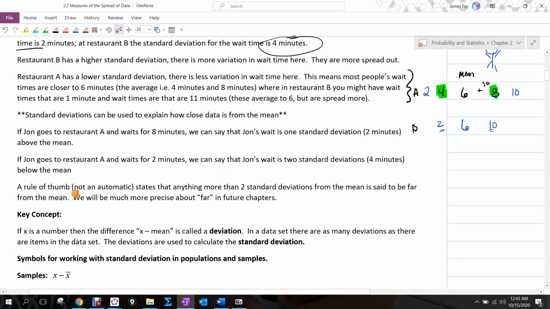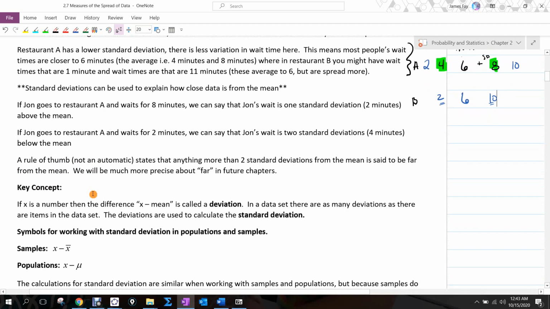As a rule of thumb, this is not automatic, but it is somewhat of a rule of thumb. It states that anything more than two standard deviations from the mean is said to be far from the mean. What you'll often hear is that it's an unusual value. So two or more is an unusual value. It says we will be much more precise about "far" in future chapters. Again, that's a vague word. In mathematics we don't like to be vague, and "unusual" is also a vague word.